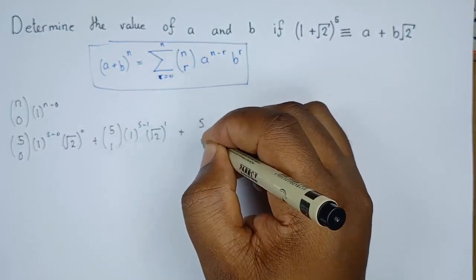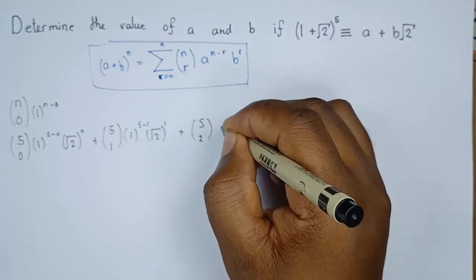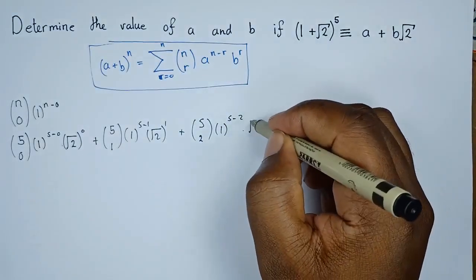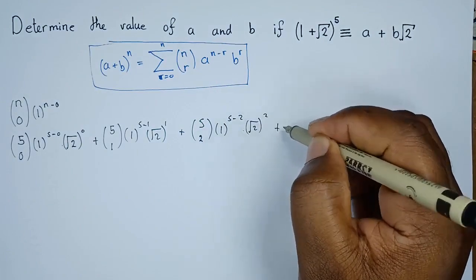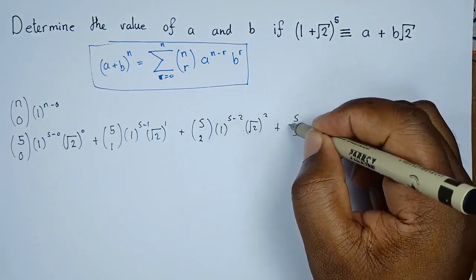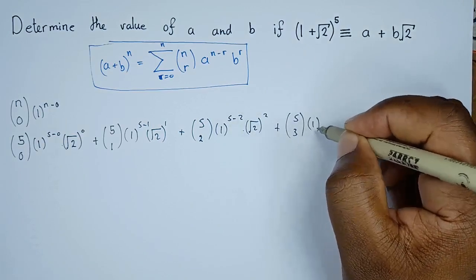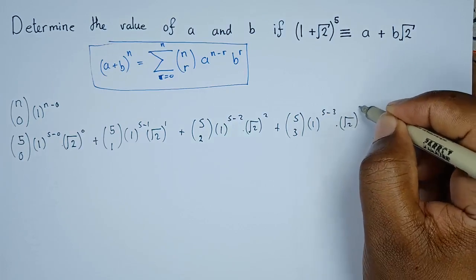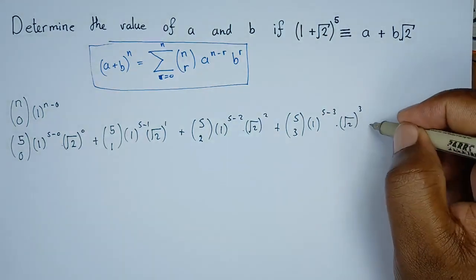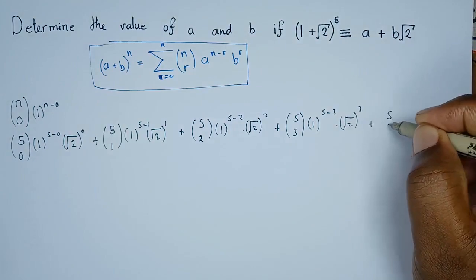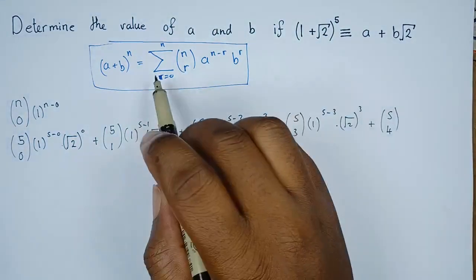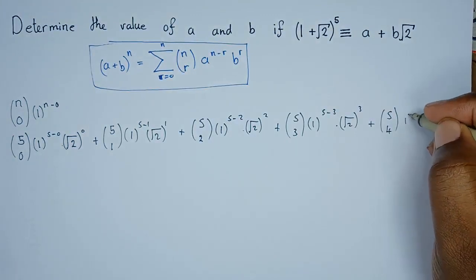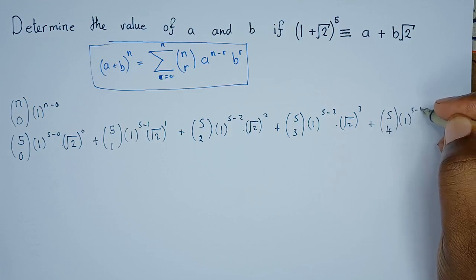Next term is 5 combine 2. 1 to the power 5 minus 2. That's the first term, 1. Second term is root 2 raised to the power 2. Next term is 5 combine 3. So we get 1, the first term, to the power 5 minus 3. Second term is root 2 raised to the power 3. Like that. The next part is 5 combine 4. Remember, we have to go as far as n, which is 5. So 1 raised to the power 5 minus 4.